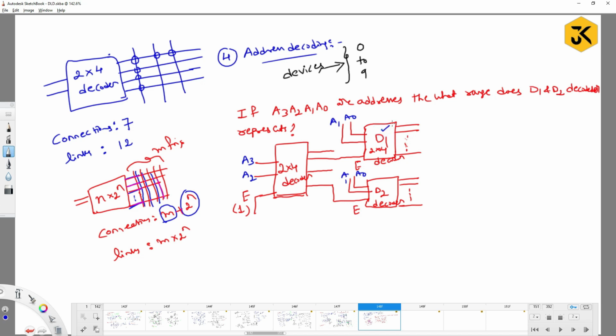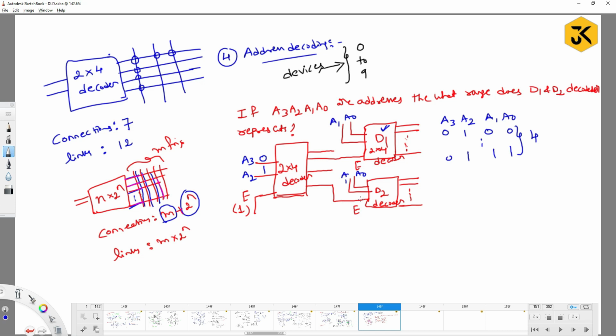Right? Fine. Now, in order to get the output of D1, what do you have to do? What might be the values of A3 and A2? Can I take it as 0 and 1? If I take 0 and 1, the respective D1 circuit is going to be enabled. Means A3, A2 are going to be 0, 1. What about A1 and A0? If this circuit is enabled, what might be the outputs? 0, 0, 0, 1, 1, 0, 1, 1. So it ranges from 0100 to 0111. So this is the particular range. So total 4 values you are going to get.